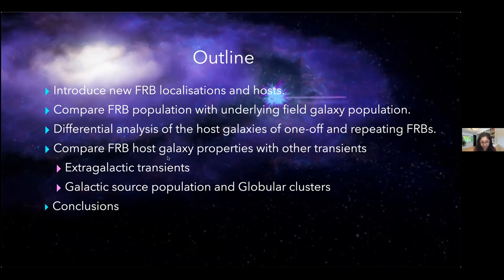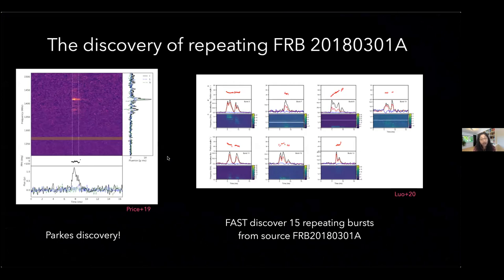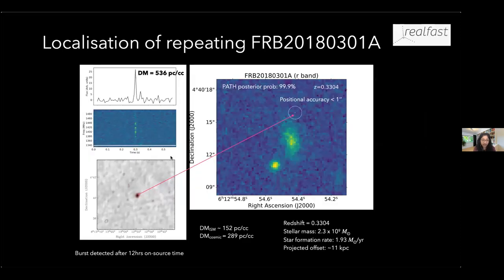So let's dive in. We have heard a lot about FRB 180301 quite a few times in this conference now. This FRB was originally detected by the Parkes radio telescope, and then later in a sensitive follow-up observation with FAST, it was observed to emit 15 repeating bursts. To localize this burst, we conducted a follow-up campaign with the VLA RealFast system in L-band and were successful in catching the source in action.